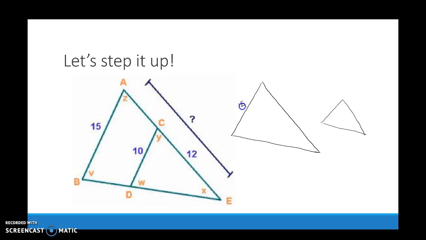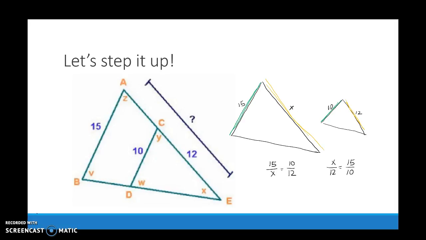So I know 15 is here. I don't know this full length here. It says 10 is there. That's the side of this one. And 12 is this piece here. Okay, so perfect. Once I label my corresponding sides, then it should be easy for me to solve for x. So make sure that we're still labeling our corresponding sides. All right, and you can go ahead and solve for x on your own.